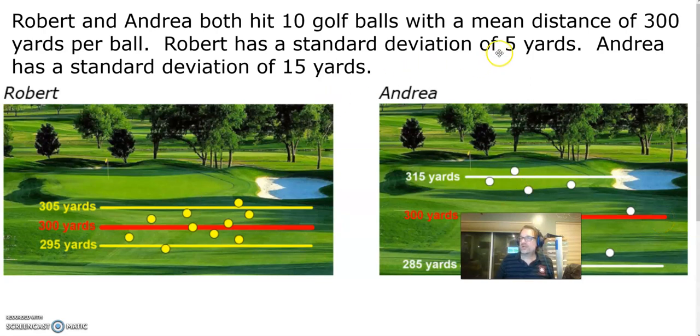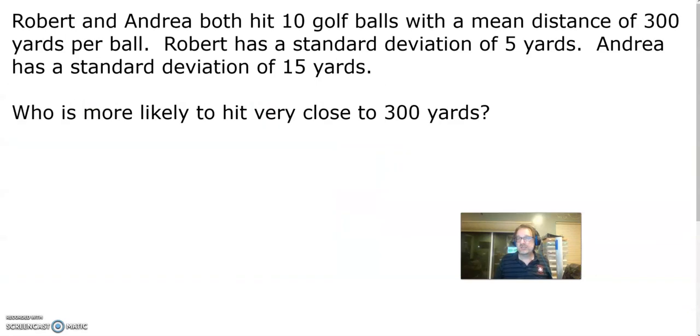However, Robert's standard deviation is only 5 yards away from the 300. What this means is his balls are all closer to the 300. Andrea has a standard deviation of 15 yards. That means she hit further away from the 300 than Robert did. Notice Robert's is nice and clustered around the mean. Andrea's is more spread out. Smaller standard deviation for Robert, larger standard deviation for Andrea. It measures the spread of my data.